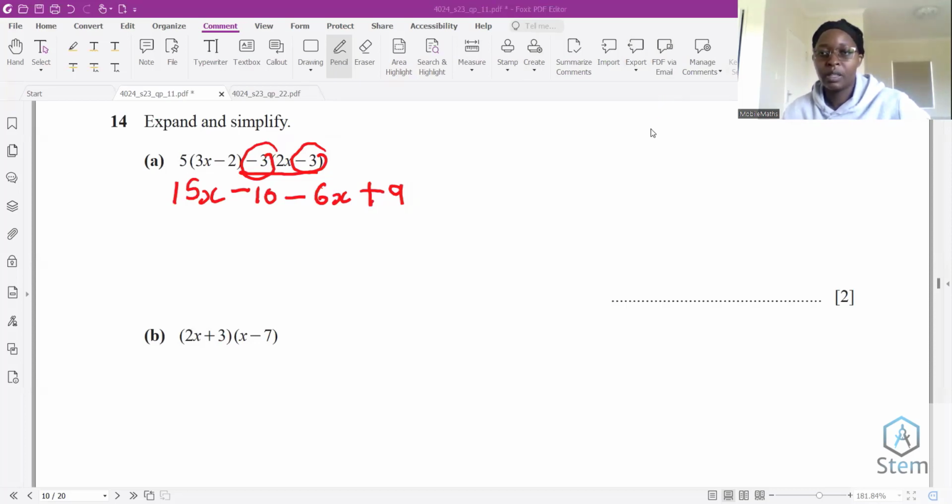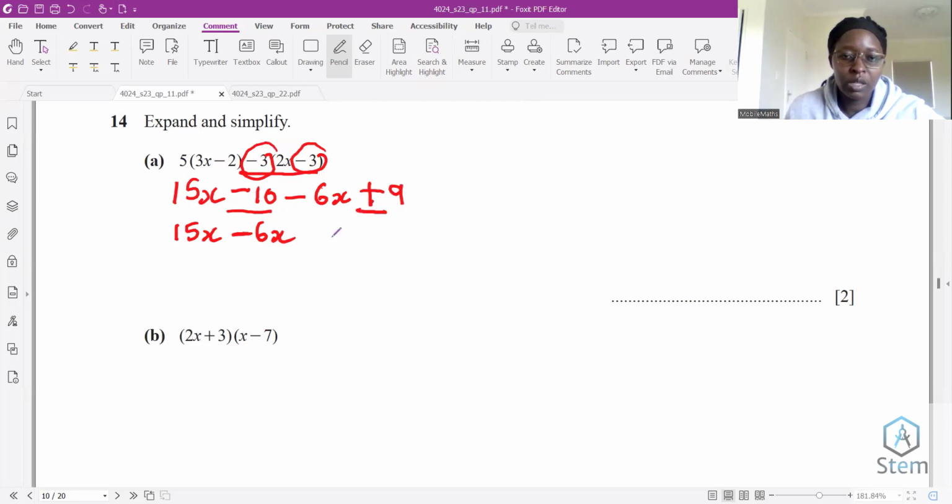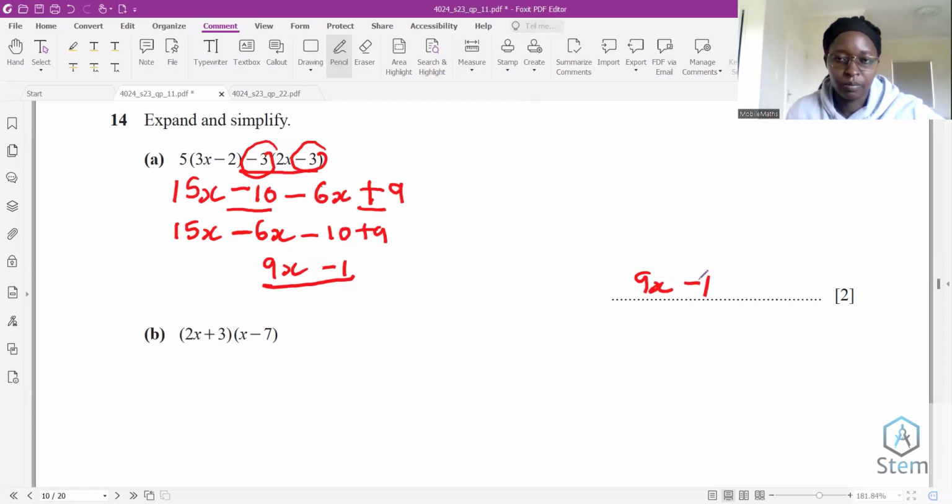Now we group terms: 15x minus 6x, and then minus 10 plus 9. 15x minus 6x is 9x, and minus 10 plus 9 is minus 1. So our final answer is 9x minus 1.